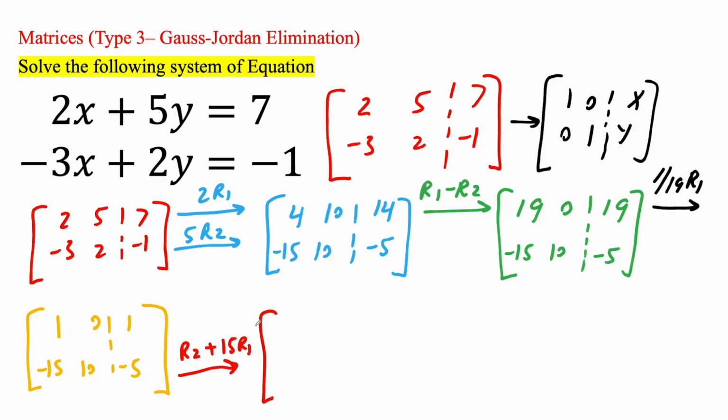So the first row remains the same. 1, 0, dash, dash, dash, 1. Then we'll say -15 plus 15 times 1, so 15. So -15 plus 15 is 0. Likewise, 10 plus 15 times 0, so we'll just get 10. And then this piece, -5 plus 15 times 1, so 15. -5 plus 15 is 10. And so we're now very, very close. We got 1, 0, we got 0. But now this piece needs to be 1.